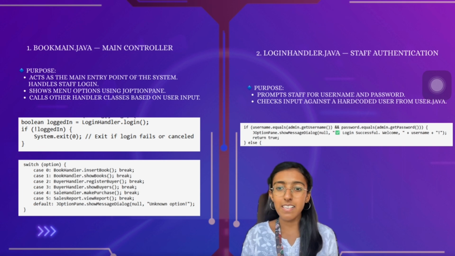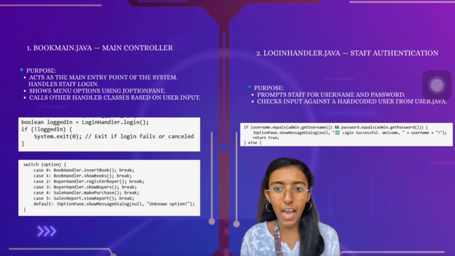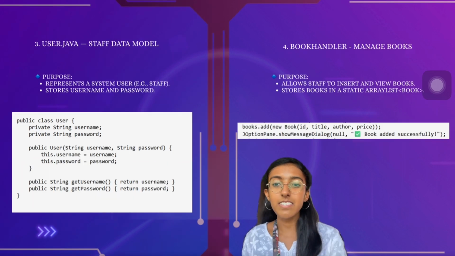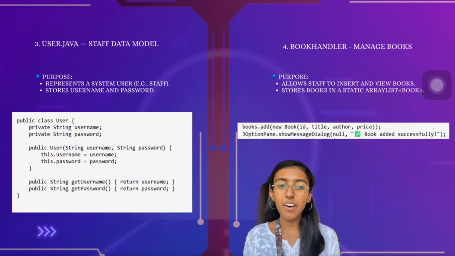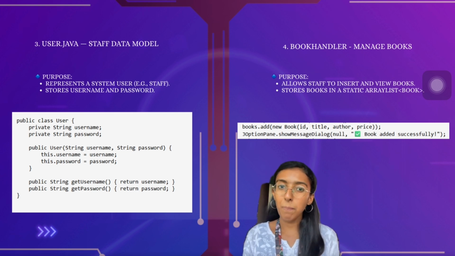Its purpose is to act as the main entry point of the system. It handles staff login, shows menu options using JOptionPane, and calls other handler classes based on user input. The third one is User.java, which is the staff data model. Its purpose is to represent a system user, for example staff, and store the username and password.